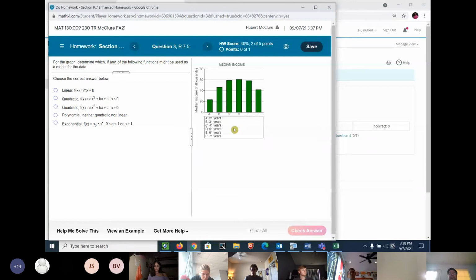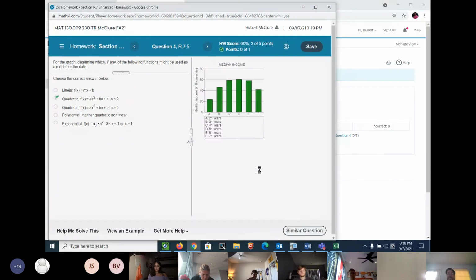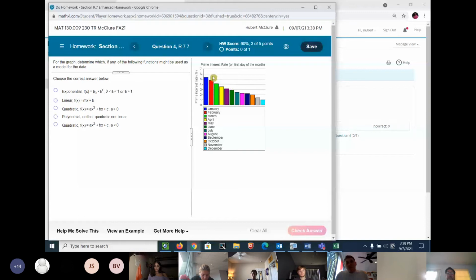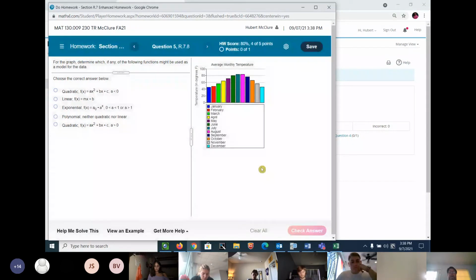What does this look like? It looks like a parabola, doesn't it? Looks like a bell curve. The chances are it's going to be quadratic. Yep. So just look at the shape. This should be linear. You could do probably an exponential, but that would probably be linear. This one would be, again, polynomial, quadratic. A is less than 0, or A is greater than 0. There we go. So those are just looking at them.